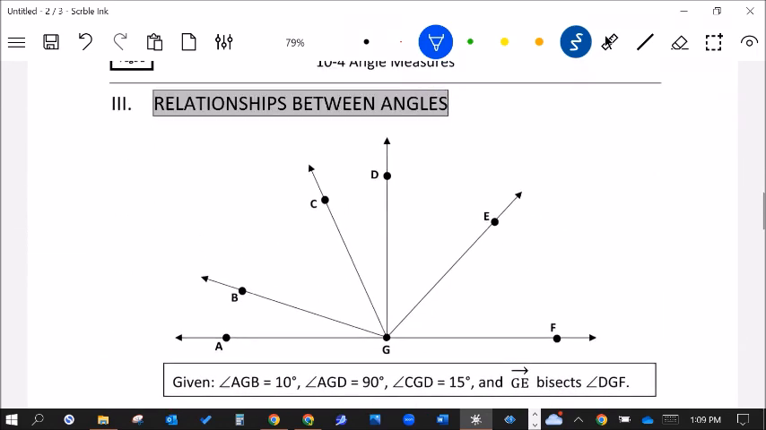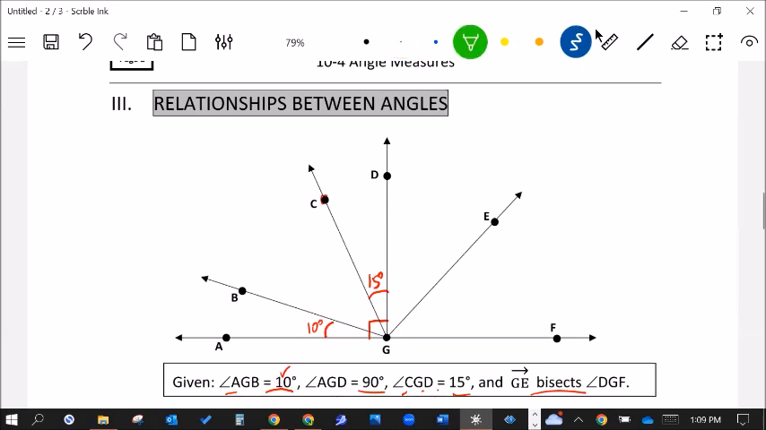And here we won't use the protractor because this is not to scale. What we're going to do is use this information, 10, 90, 15, bisecting, for the angles that are listed here. Right. So A to G to B is this angle, and that's 10 degrees. So I'm marking each of these. A to G to D is a 90-degree angle, so I can do that for 90 degrees. CGD is 15 degrees. That's this one to this one, down to G. So that means this is 15 degrees.